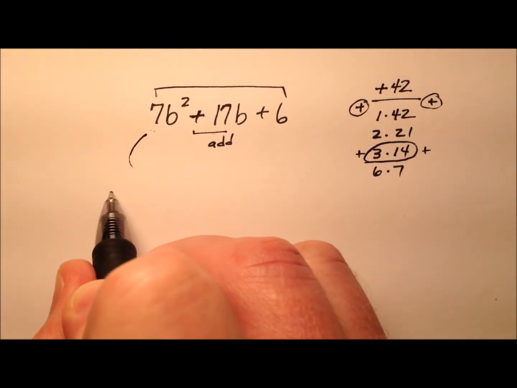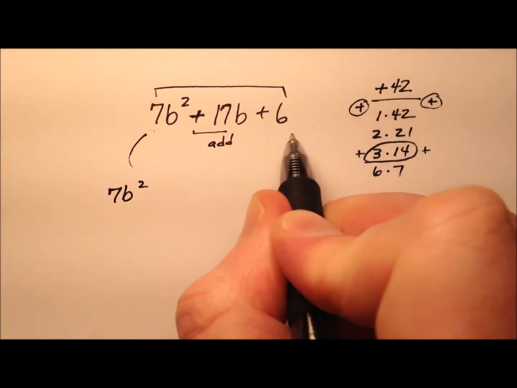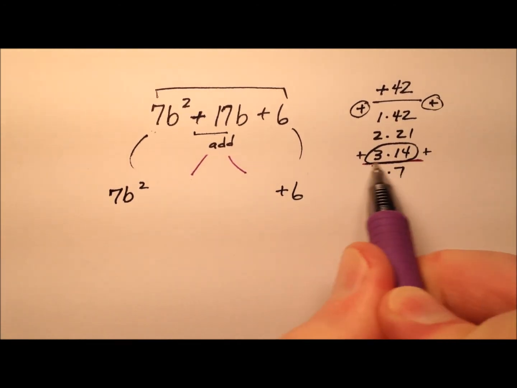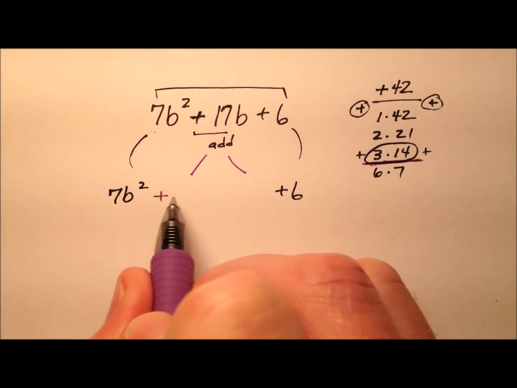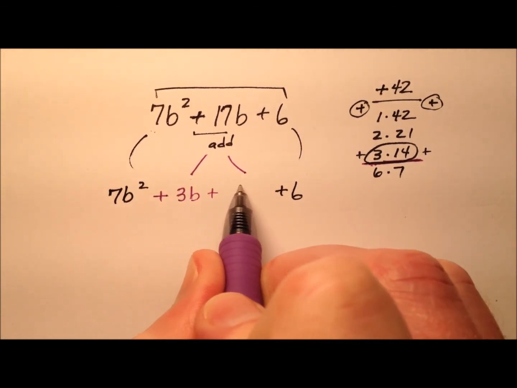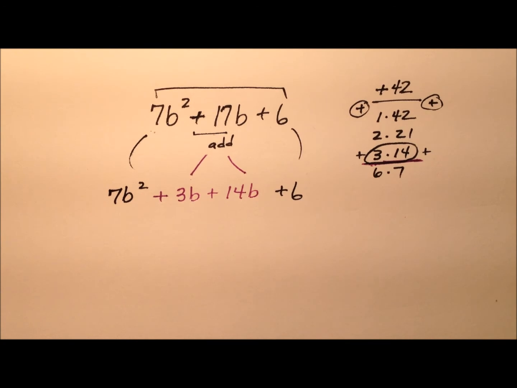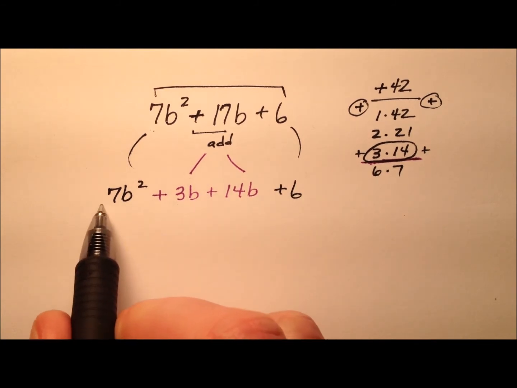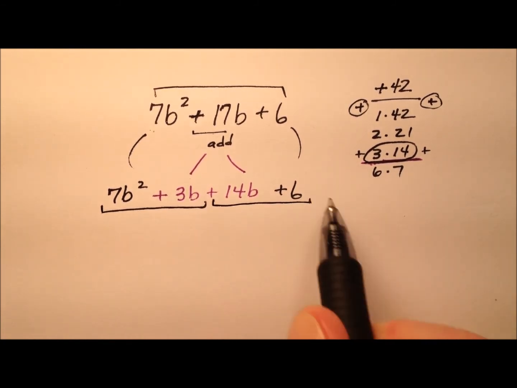So we're going to bring down this leading term, 7b squared, and bring down the constant, positive 6. But it's the linear term that I'm going to break down into two separate terms based on these factors. So plus 3b plus 14b. So I broke that 17b up into two terms, 3 and 14, each with b's. And now I'm going to use factor by grouping.